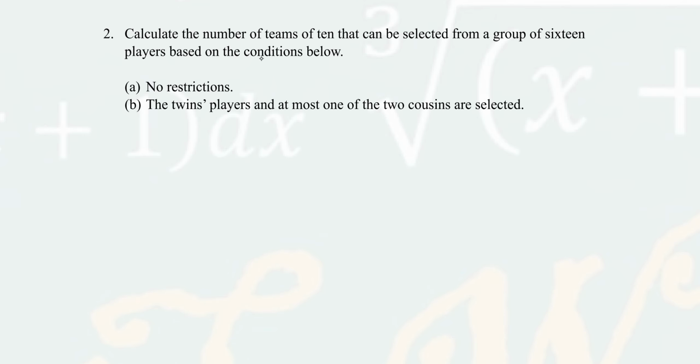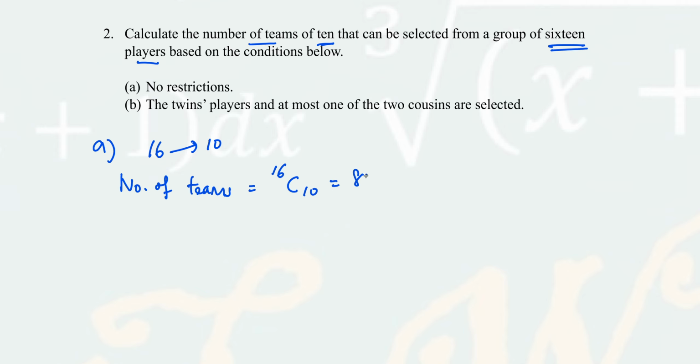Now for question number 2, find the number of teams of 10 that can be selected from a group of 16 players based on the conditions below. A is no restriction, so no special conditions. There are 16 players and I need 10. The number of teams here just involves selection, so I will just write 16C10. Therefore, you will get 8008 teams that can be formed.